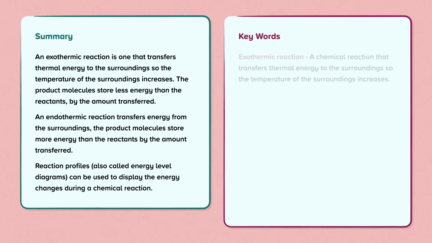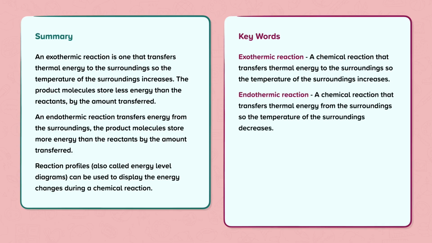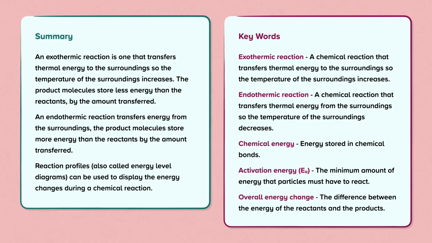Keywords: exothermic reaction, a chemical reaction that transfers thermal energy to the surroundings, so the temperature of the surroundings increases. Endothermic reaction, a chemical reaction that transfers thermal energy from the surroundings, so the temperature of the surroundings decreases. Chemical energy, energy stored in chemical bonds. Activation energy, EA, the minimum amount of energy that particles must have to react. Overall energy change, the difference between the energy of the reactants and the products.